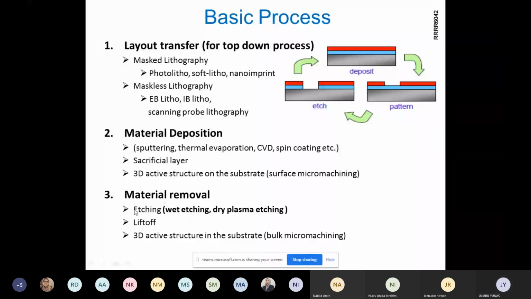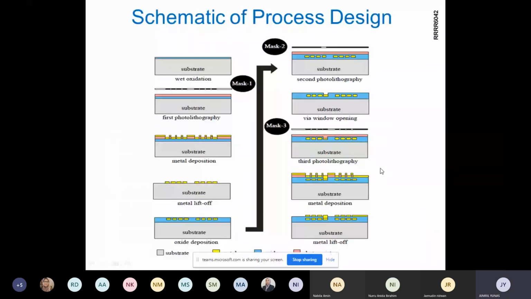Material removal can be used to create 3D active structure in the substrate, such as for bulk micromachining process. The structure can be created by process etching or process lift off. We will talk about this process in detail in the next slide.